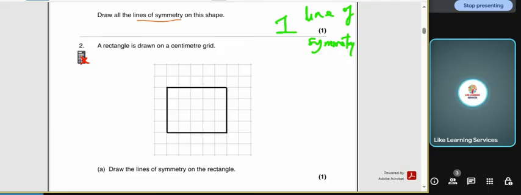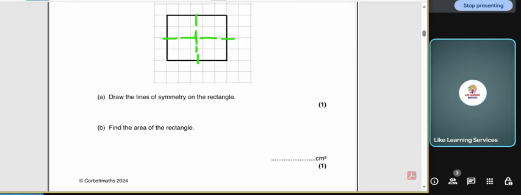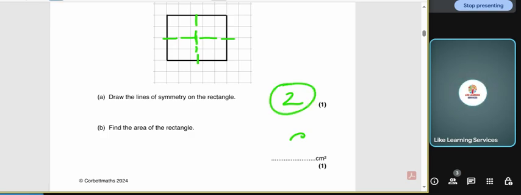Of course, how many lines does a rectangle have? You can divide it like this, and it must all look the same, or you divide like this. So it's actually two. All right, so two lines. Let's forget about the area. You can just count the boxes.